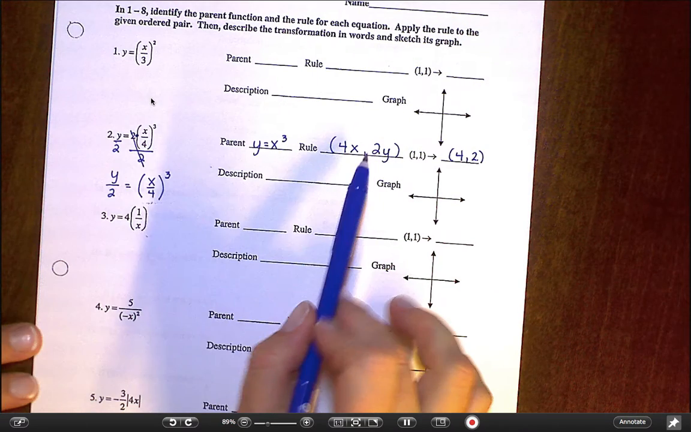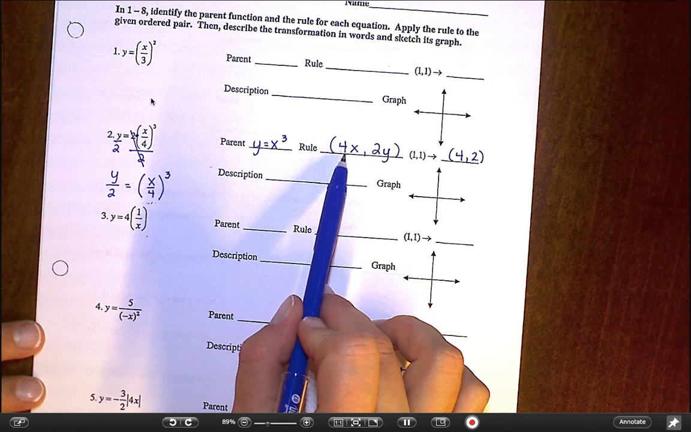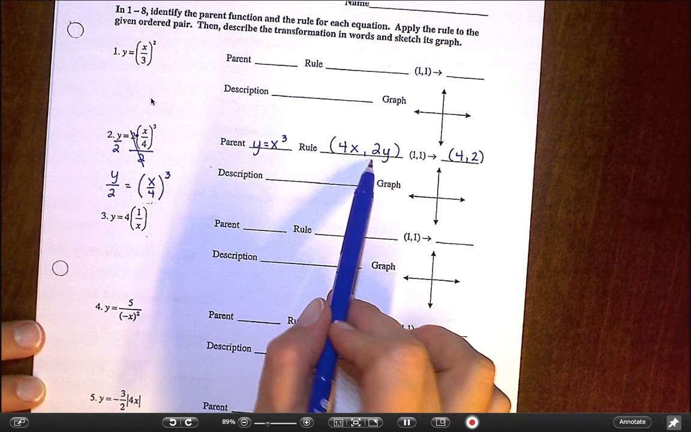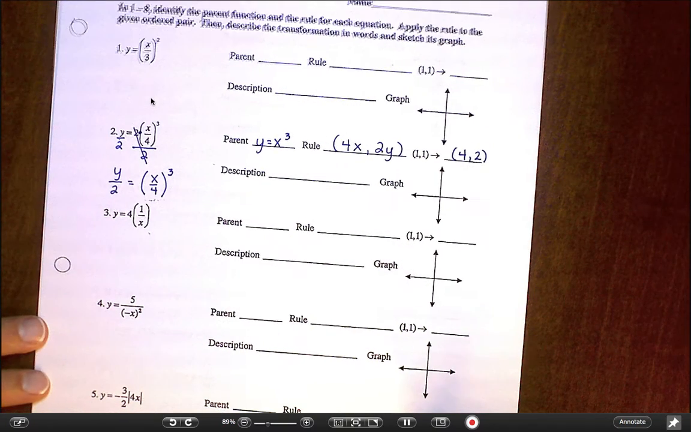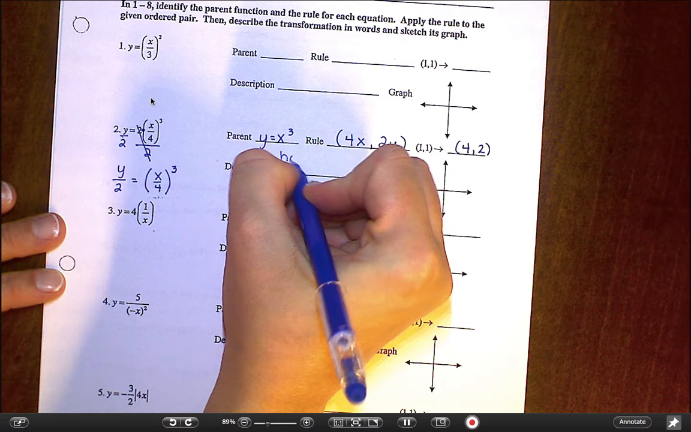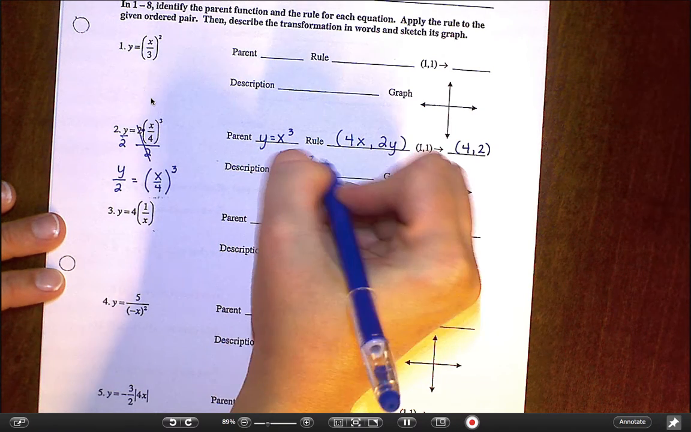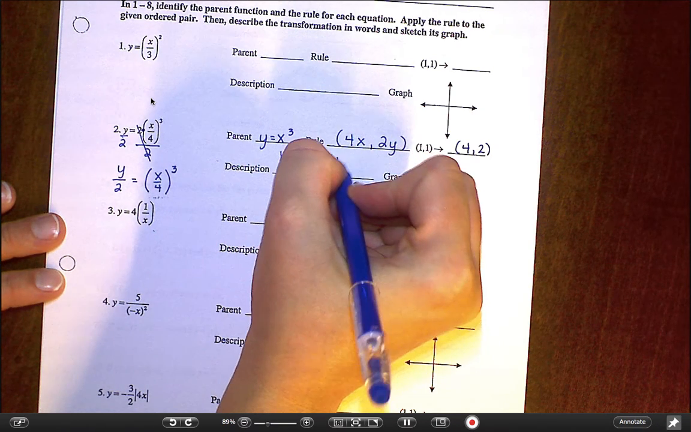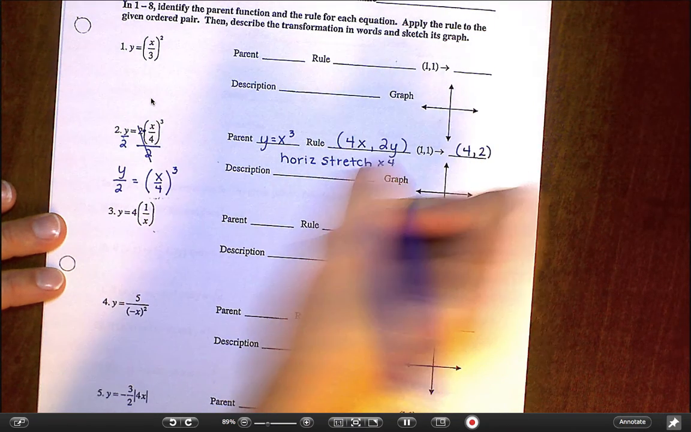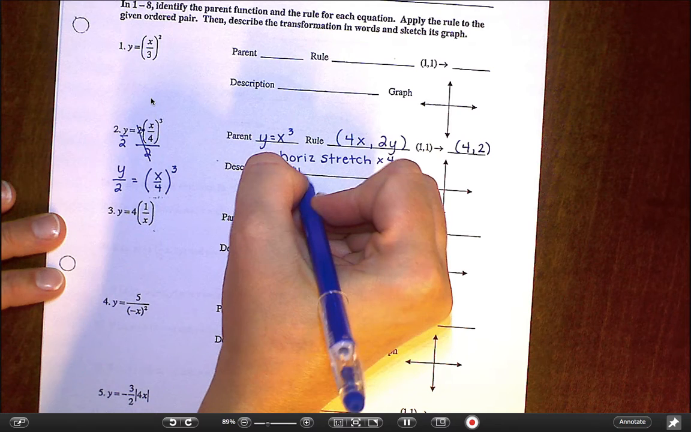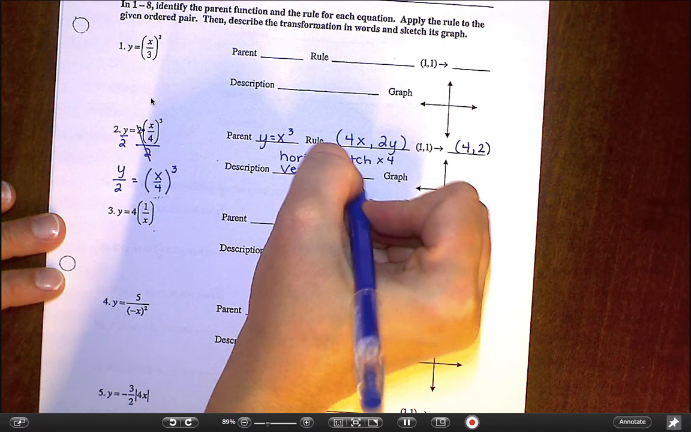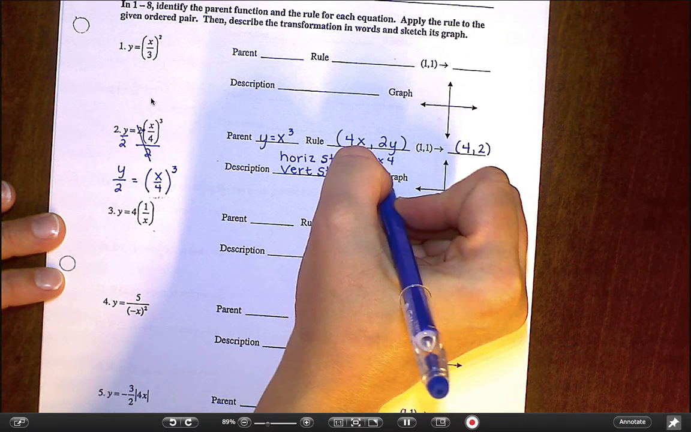Okay, so let's talk about what's happening here. Both of these are going to be stretches because multiplying by 4 and multiplying by 2 are both operations that are going to make a value bigger, okay? So really what we have going on here is a horizontal stretch by a factor of 4 and a vertical stretch by a factor of 2.